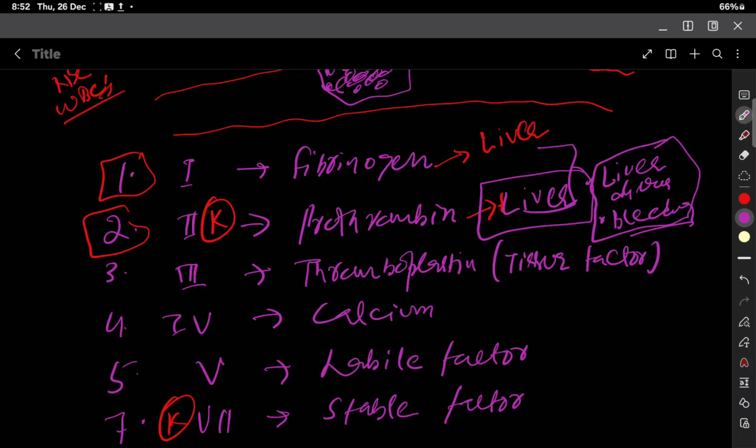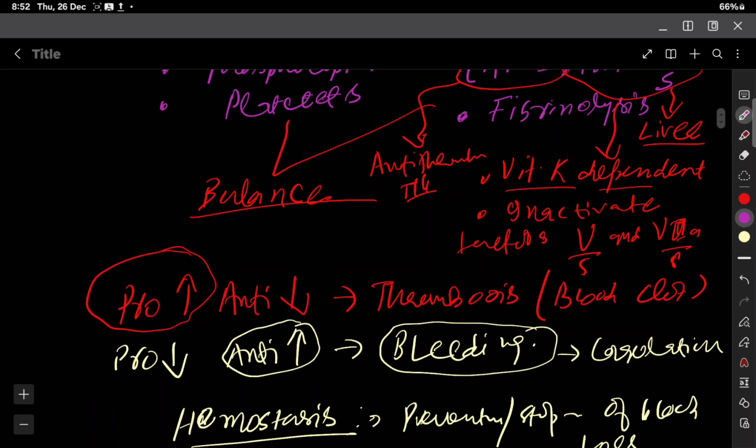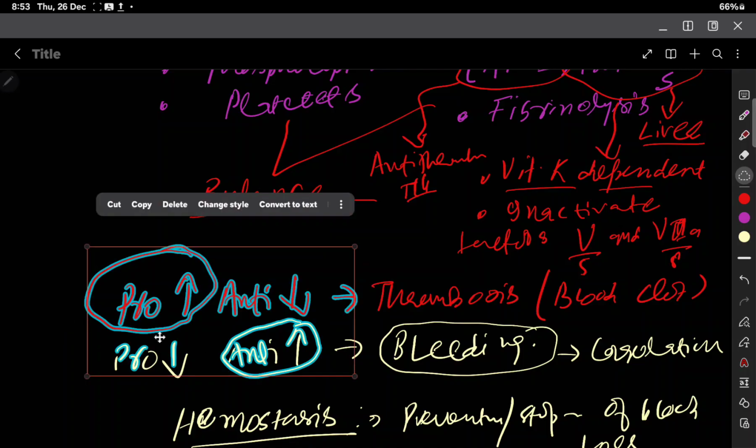So till now we have learned how and why the coagulation occurs in our body. Coagulation occurs when the concentration of procoagulants in our blood increases and the concentration of anticoagulants in our blood decreases. This thing you have to remember here. Procoagulant concentration increases, anticoagulant concentration decreases. That means there will be thrombosis or blood clotting.